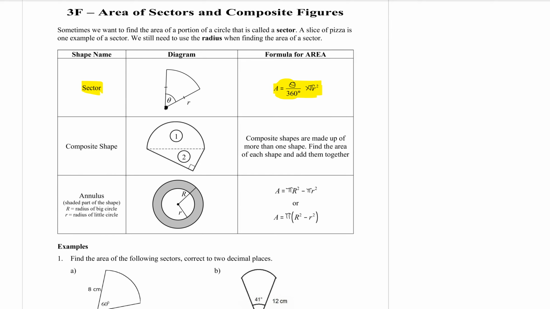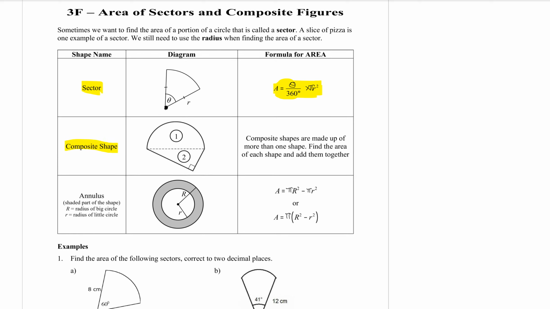Now we could also do this as composite shapes, where we might have part of a circle. So this one has half a circle combined with a triangle, or it could be any of the other shapes that we have learned how to find the area of as well.